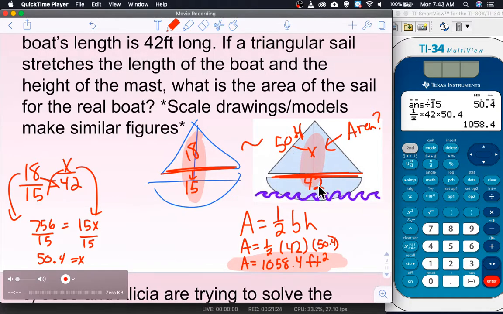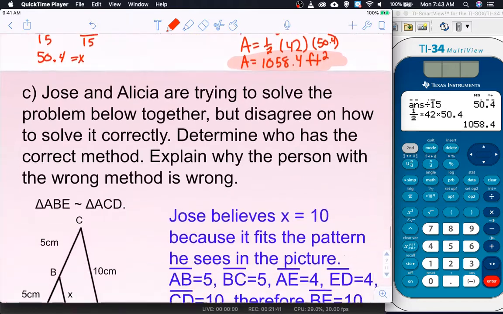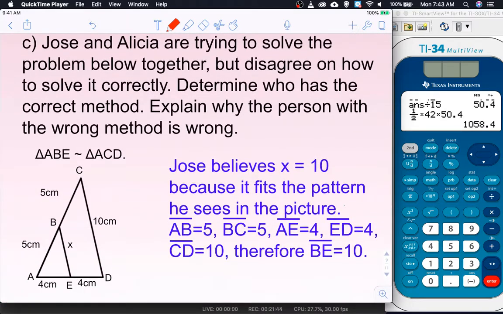And now that we know the base and the height of the sail, we can plug them into the area formula for a triangle. 1/2 base times height, put in the base, put in the newly found height, and there is our area. Letter C.